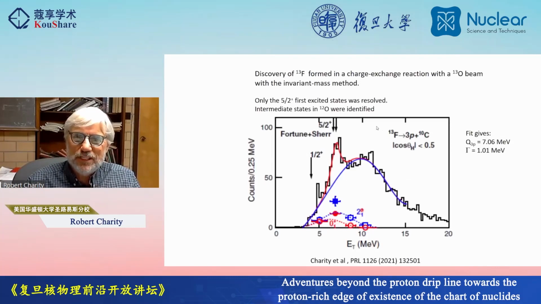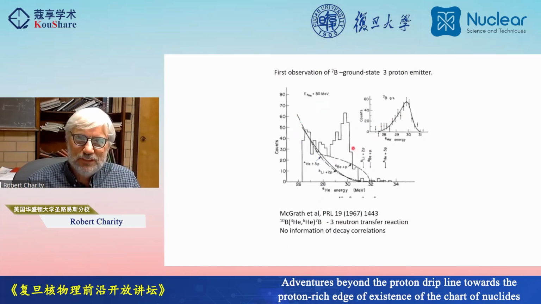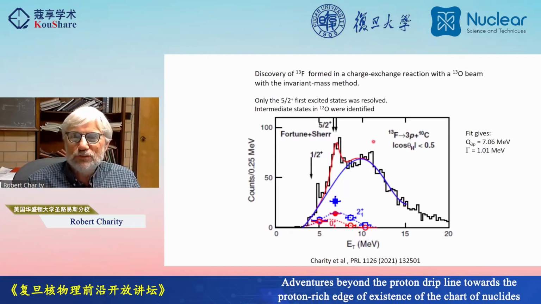So the other two cases were measured by us, and they're created in charge exchange reactions. So this is oxygen-13, this square here. And if you change a neutron in the projectile into a proton by swapping it with one in the target, then you can charge exchange to nitrogen-13. And similar, this was from a neon-17 beam charge exchange to sodium-17. I'll just quickly show you the nitrogen-13. So nitrogen-13 would decay by 3 protons to carbon-10.